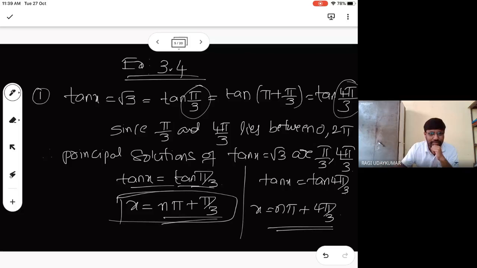Can anyone say which one will be correct? Did you understand what I told you? Whenever the general solution is considered, the principal solution value is what we substitute there. Since pi by 3 came first, we can substitute pi by 3. Principal solution. Is it audible to you all?